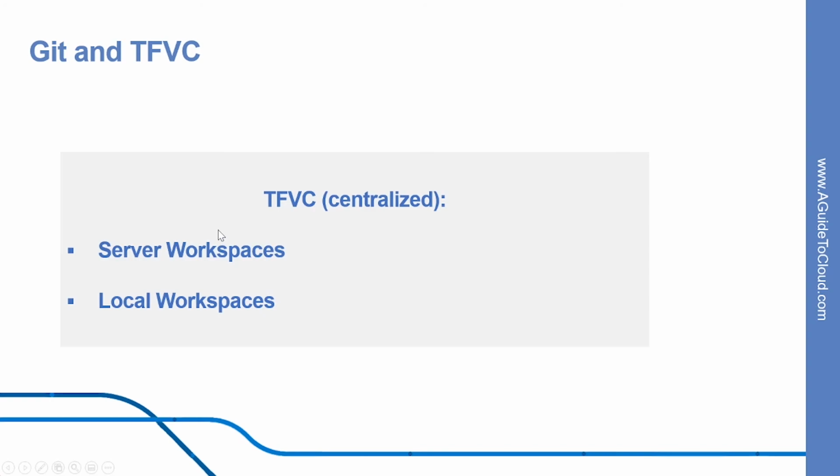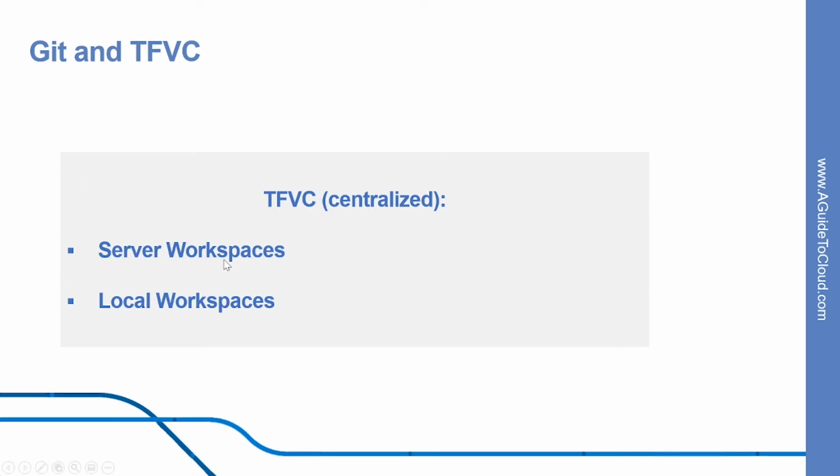So what is TFVC? TFVC is Team Foundation Version Control, and Team Foundation Version Control is a centralized version control system. Typically, team members have only one version of each file on their dev machines. Historical data is maintained only on the server, and branches are path-based and created on the server. And TFVC has two workflow models: server workspaces and local workspaces.